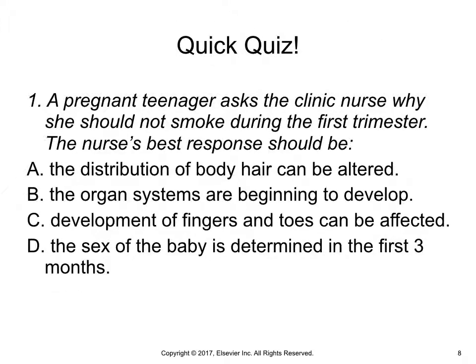Time for a quick quiz. A pregnant teenager asks the clinic nurse why she should not smoke during the first trimester. The nurse's best response should be: A. The distribution of body hair can be altered. B. The organ systems are beginning to develop. C. Development of fingers and toes can be affected. Or D. The sex of the baby is determined in the first 3 months.